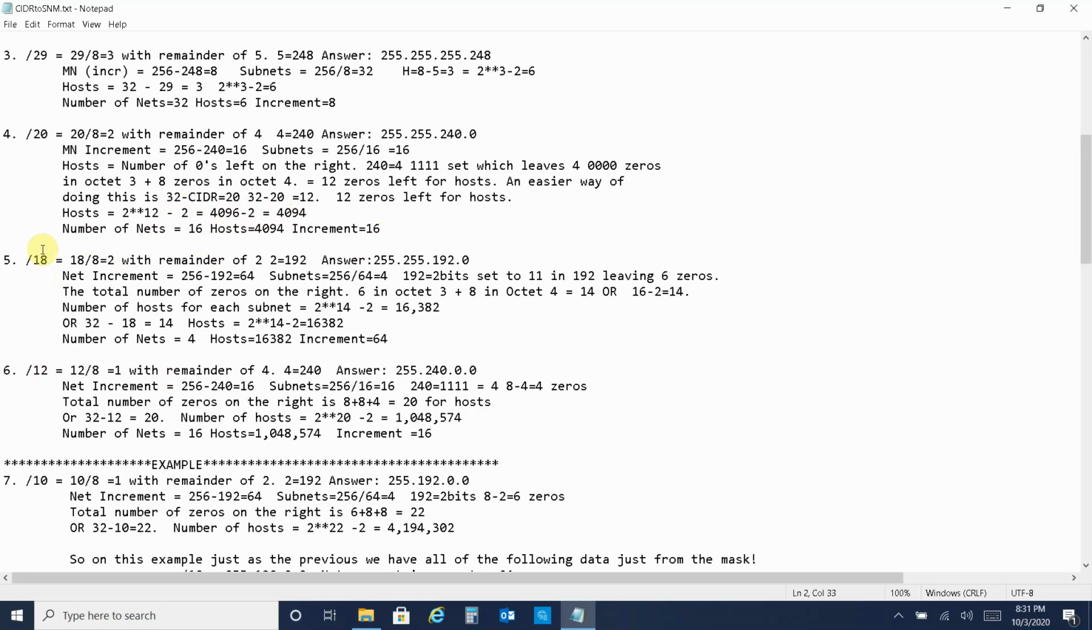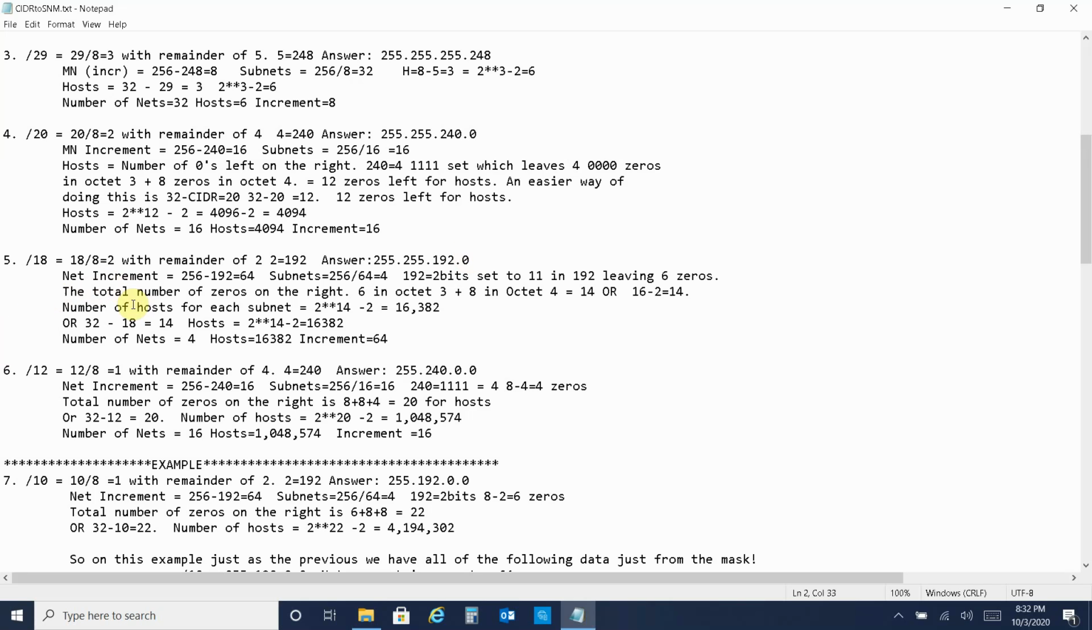Okay? Let's go to slash 18. Let's turn it into a subnet mask really quick. So 18 divided by 8 is 2. We're going to have two 255s. We got 2 as a remainder. What is 2? And I've already got it memorized. It's 192. So 255.255.192.0. So we've already got our subnet mask for slash 18.